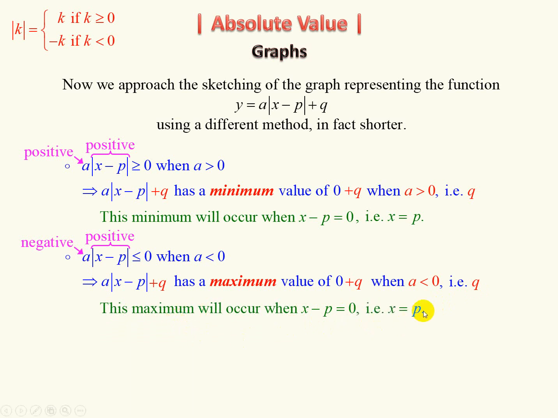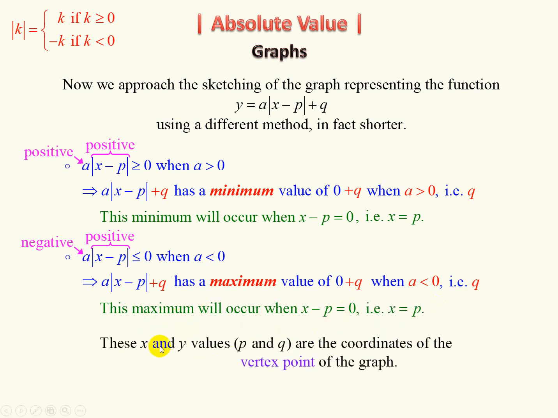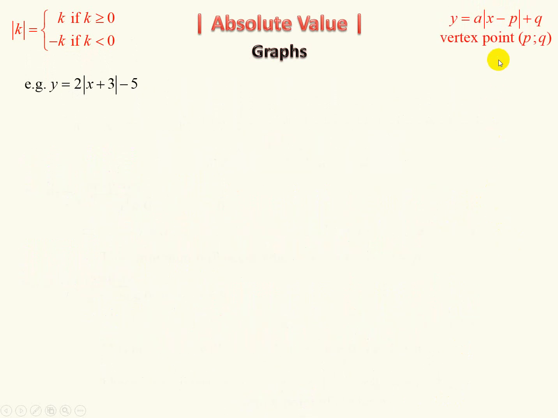So that means these x, y values, p and q, are the coordinates of what we call the vertex point of the graph, also referred to as the salient point. So we can look at the start and say straight out, oh, p, q, there's the turning point. So we now have it there, vertex point p, q. Notice that the p is changing the sign of whatever we have there. So let's take an example, 2 into the absolute value of x plus 3, minus 5.